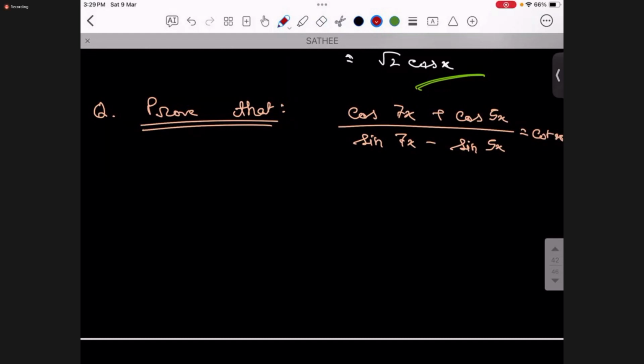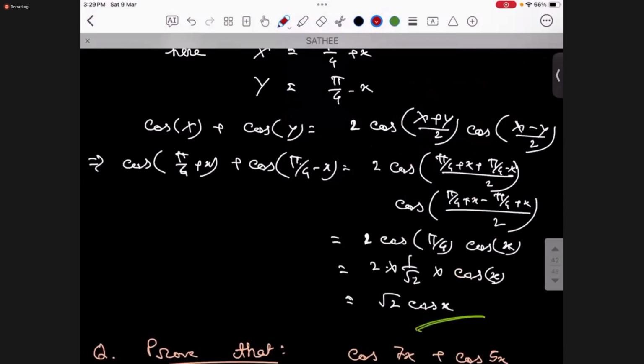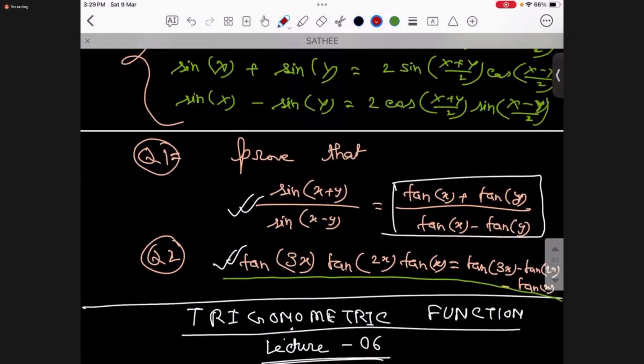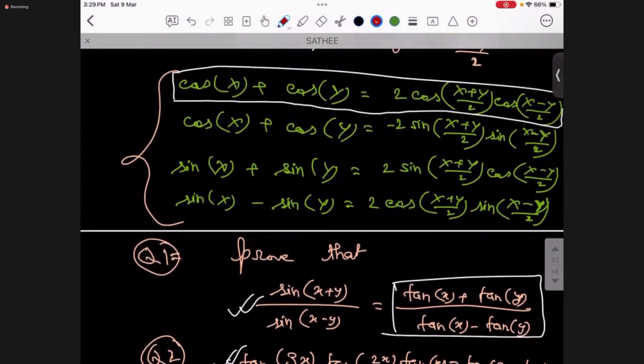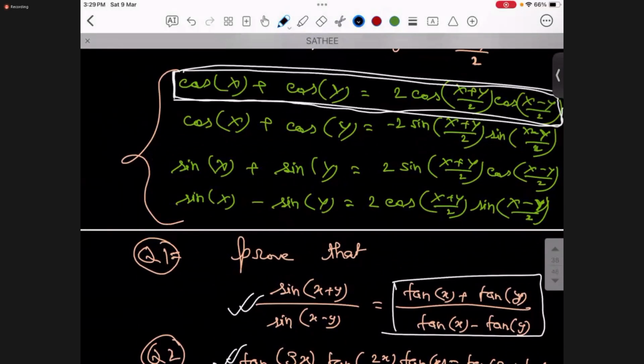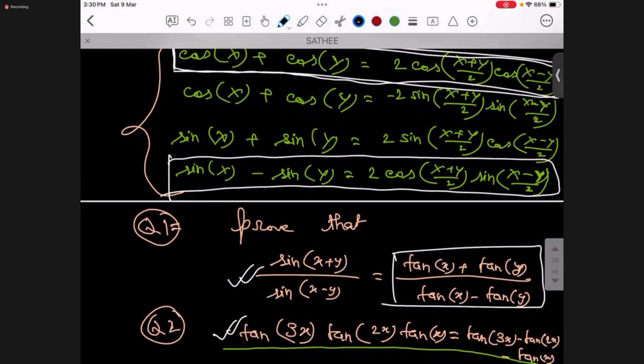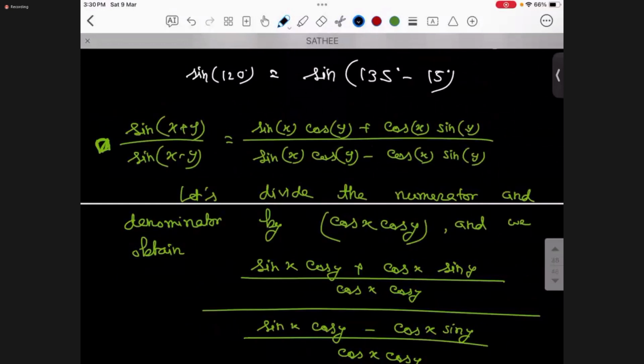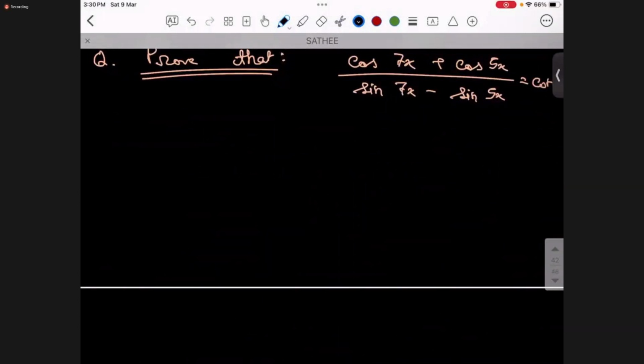Okay, so we just need to use the formula here. Which formula? One is the formula for cos x plus cos y, which is drawn in the white color again. I am marking here. And another one is this one. And what is the x and y here? x equals 7x and y equals 5x. I am not denoting this 7x and 5x by capital X and capital Y. I hope you have enough understanding about this. So I'm just using the direct formula so that we can obtain the answer.